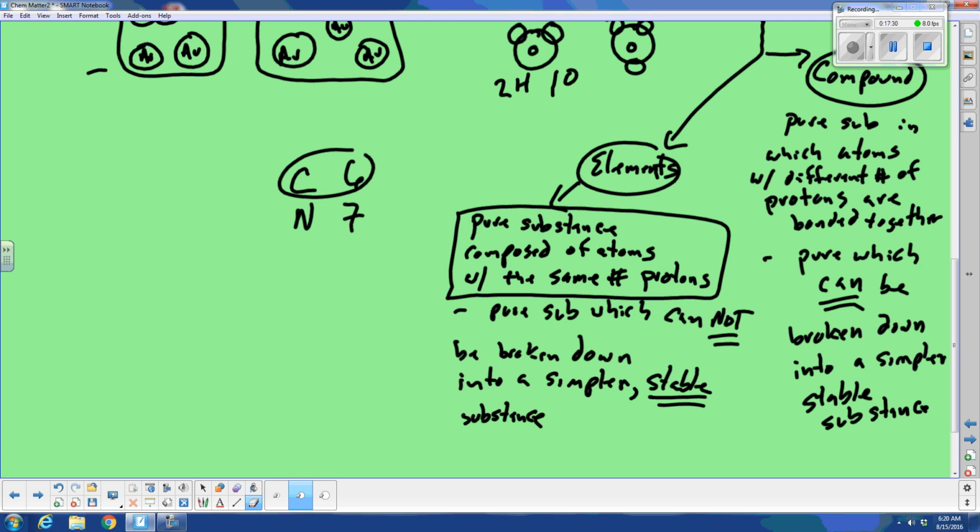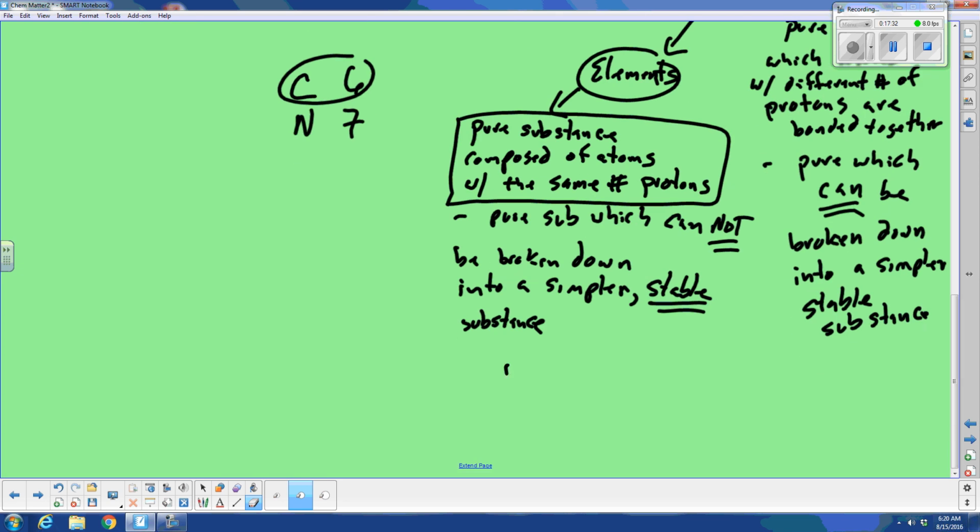And if we look at 2 examples, I could have iron. Now, is iron made up of atoms of the same proton? Yes, they all are Fe. Can this be broken down to a simpler, stable substance? Well, I could rip off a neutron, a proton, or an electron, and the question is, does that still represent a stable substance? And the answer is essentially no, and so iron is an element.